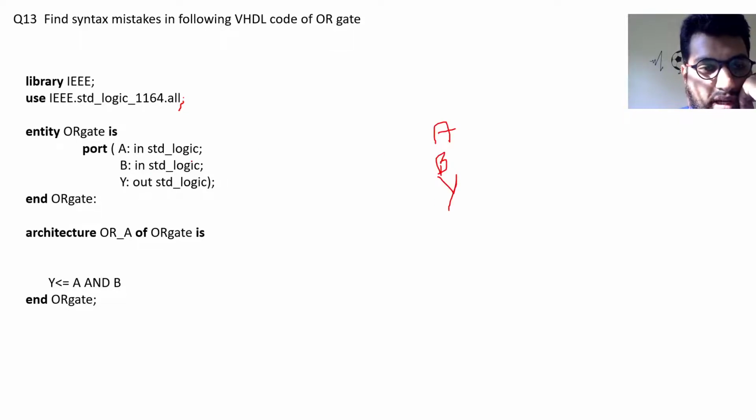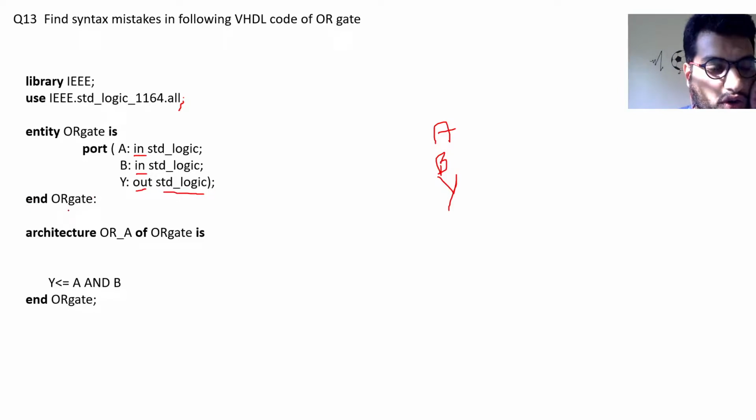So A and B should be our inputs that are specified by this port direction. So it's correct. And we have this std_logic specifying that there is a 1-bit signal. And then we have this output Y specified by this output direction and std_logic, 1-bit output signal, terminated by a semicolon, correct?